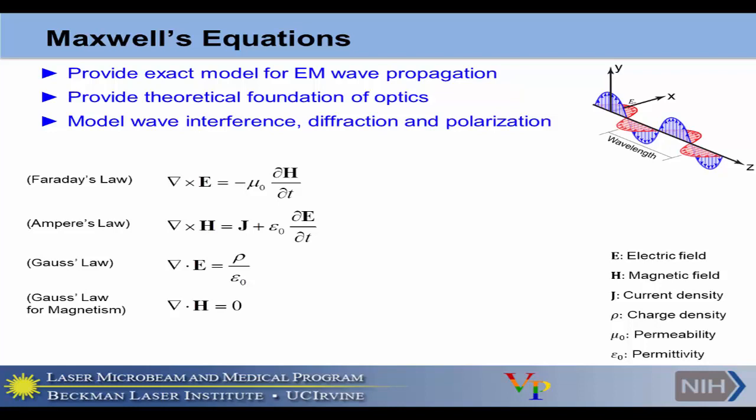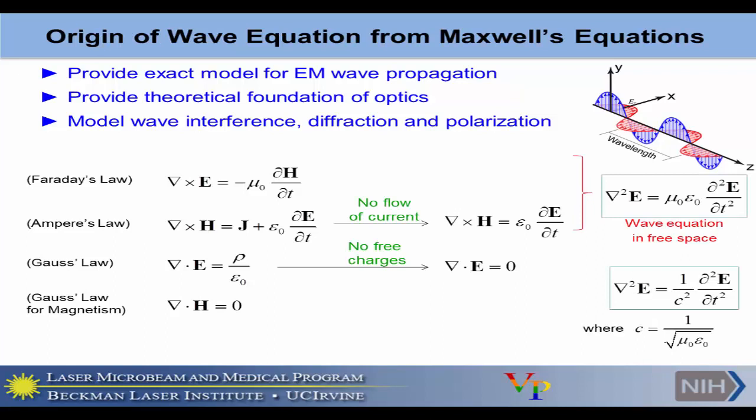Okay, so if we consider these equations, we don't see any relationship between them and the light wave. So we want to use these equations to get a relationship with the light wave. So we can come up with a wave equation. For that, I consider free space. When there's free space, there's no flow of current, so this J is going to be zero. Then we can combine these two equations and obtain the wave equation.